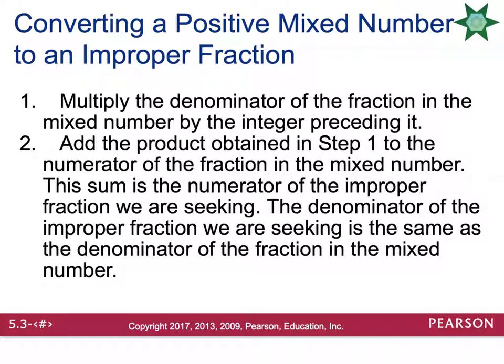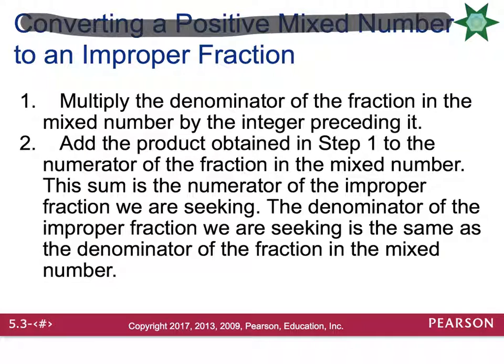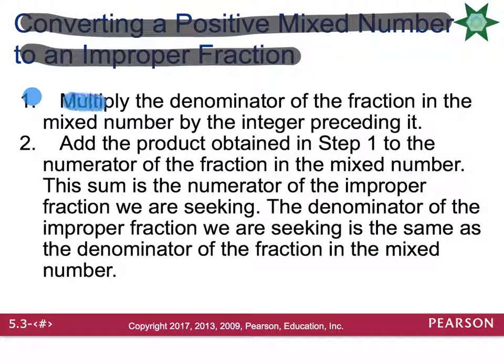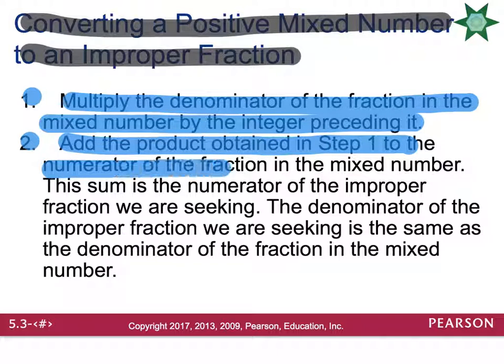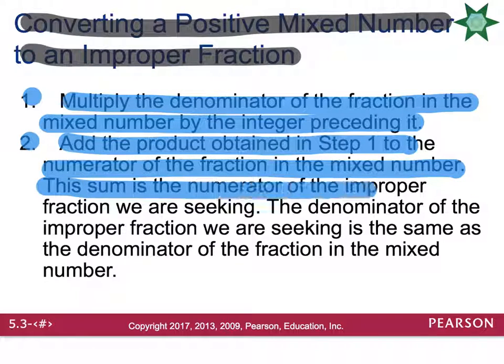So let's talk about how we convert a positive mixed number to an improper fraction. Let's say we want to change our mixed number to a fraction. Our first step is to multiply the denominator of the fraction in the mixed number by the integer in front of it. Then we add the product obtained in step 1 to the numerator of the fraction in the mixed number. That sum is the numerator of the improper fraction. The denominator is the same.